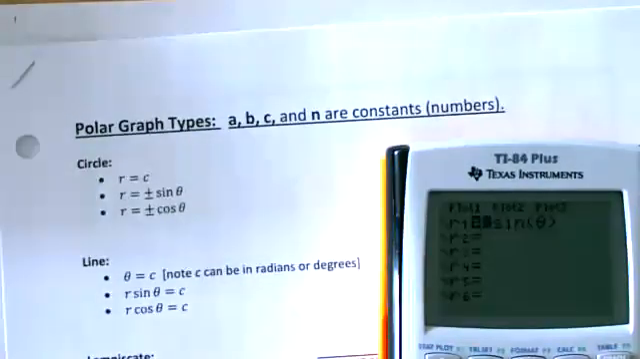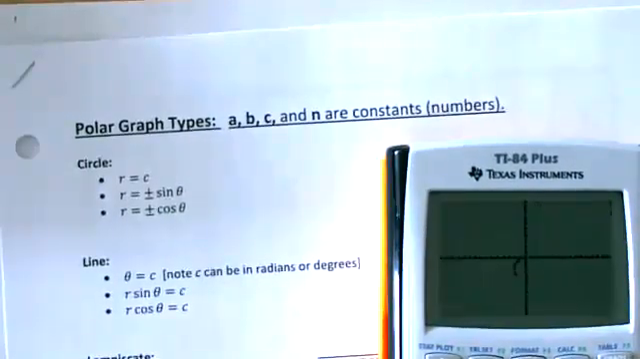What do you think? Interesting. I wonder what would happen if we change the sine to a cosine. What do you think?